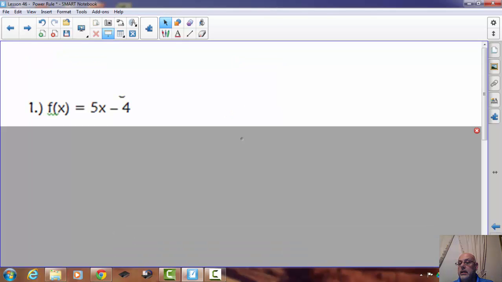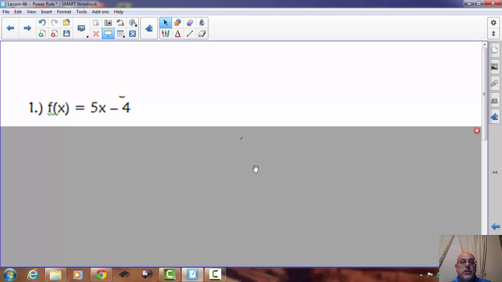Now the next section at the bottom of your sheet is practice. It says use the power rule, find the derivative. So maybe you want to pause the screencast right now. Go get your calculator in case you need to deal with any fractions. And then try these on your own and come back to the screencast, and I'll go over the answers with you then.